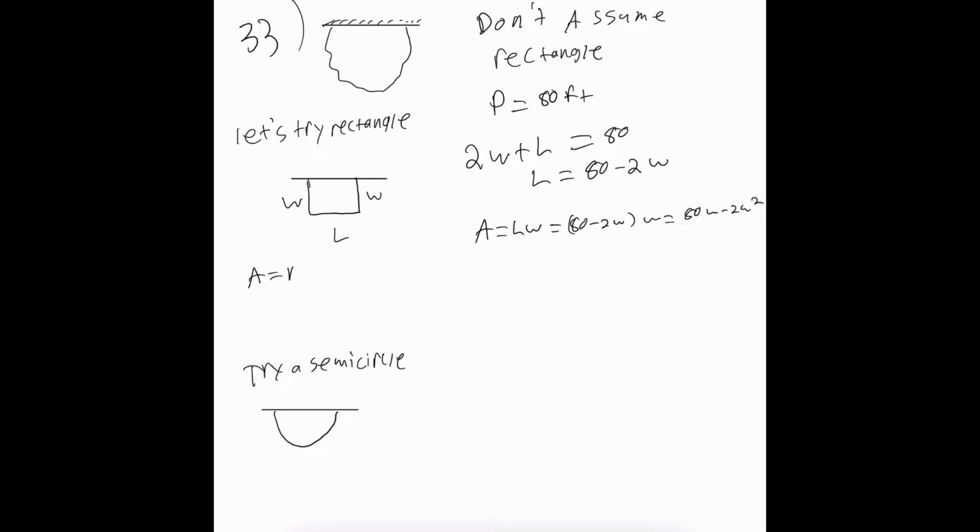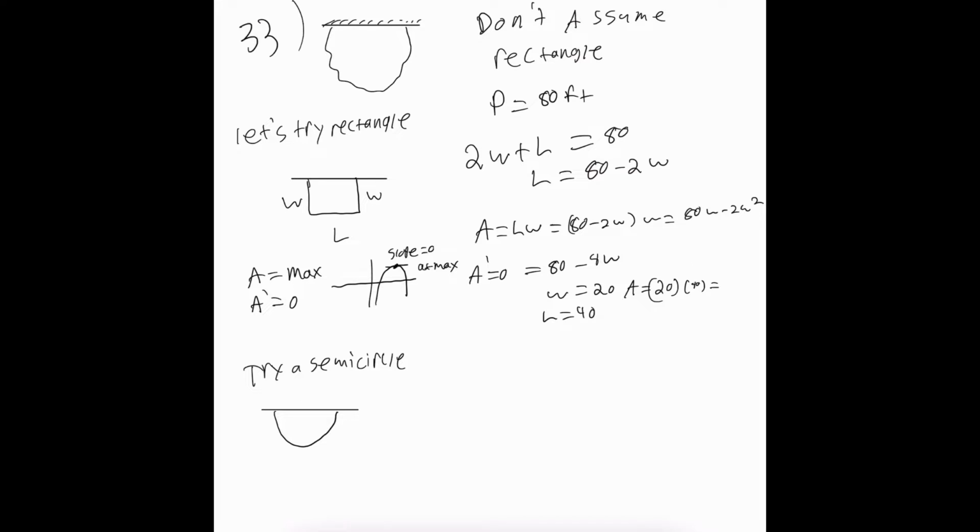So first, good idea, just optimize a rectangle. 2 width plus length equals 80. Get a formula for length, plug it into the area equation, right? And you will get 80w minus 2w squared. Just draw a little graph there. So we know that the slope is equal to 0 at the maximum. So the derivative of our area function is equal to 0 when we're looking for the maximum. Width is 20. Length is 40. We have an area of 800, right?